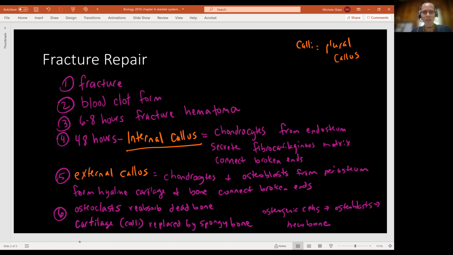And then finally, and I ran out of room, so I'm going to come up to the top of my screen. So I'm still doing steps. I'm on step 7. We're going to see the calli, plural form of callus, so both internal and external calli unite. And then we get compact bone. Okay, let's say it this way. Then we get the spongy bone remodeled into compact bone.